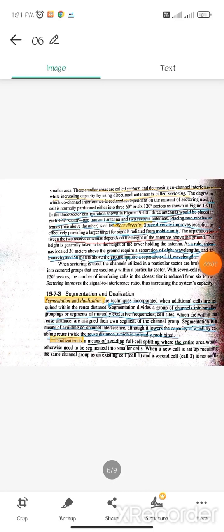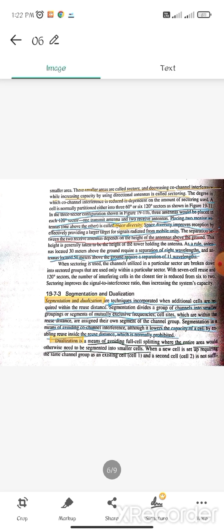Next is segmentation and dualization. Segmentation divides a group of channels into smaller groupings or segments of mutually exclusive frequencies for cell sites which are within the reuse distance. Segmentation avoids co-channel interference and lowers the capacity of the cell by enabling reuse inside the reuse distance.